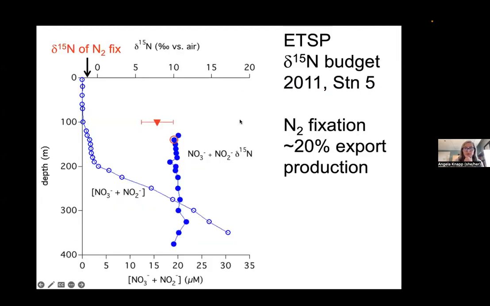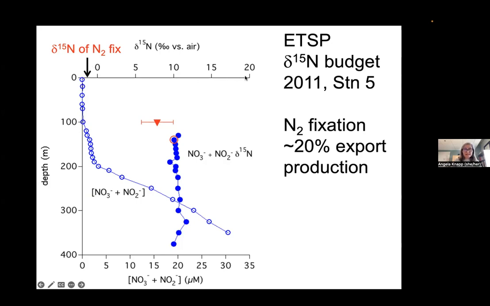Here is an example, this is actual data from the Eastern Tropical South Pacific. And so, like I said, Rachel was on this cruise with me when we collected these samples. So the y-axis is depth from 0 to 400 meters. The bottom x-axis is nitrate concentration from 0 to 35 micromolar. And nitrate concentration is in the open circle. So you can see it's pretty oligotrophic. There was basically no nitrate in the euphotic zone.